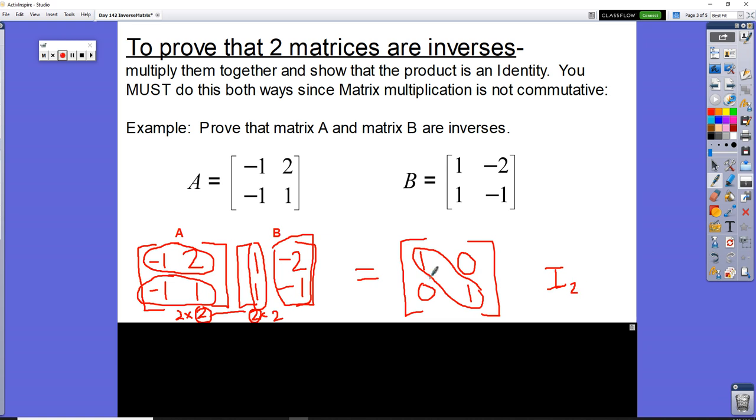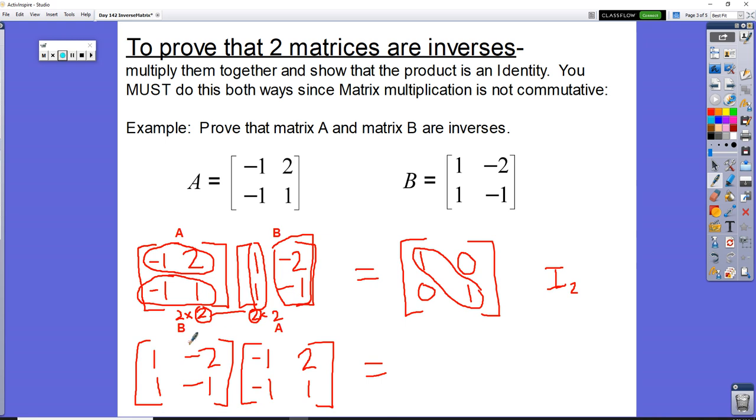Because A times B produced an identity matrix, I am halfway to proving that these two matrices are inverses of each other. If they're inverses, you're supposed to get an identity matrix, which we did, but you have to do it both ways. So the other half of this is now I have to take matrix B and matrix A, reverse the order, putting B first and A second, and repeat the multiplication. So now I'm traveling across the rows of matrix B, and I'll be traveling vertically down the columns of matrix A, because B came first this time and A came second.